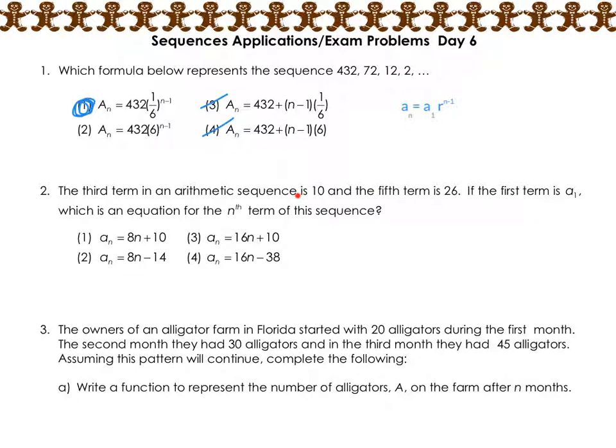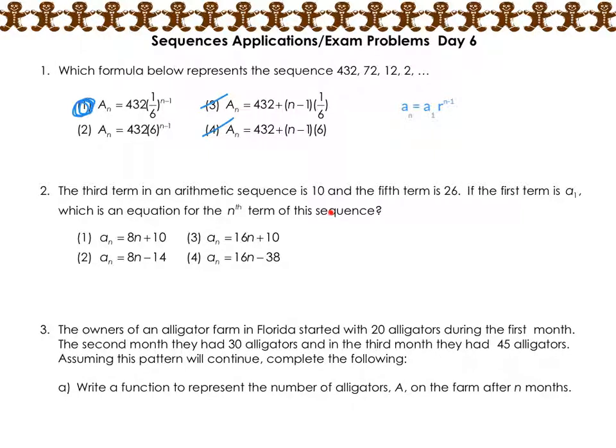The first term is a sub 1. I don't know what that one is. The third term is 10, the fifth term is 26. So this is a situation where I'm given 2 different terms. They're not one away from each other, so I can't really figure out what the common difference is. So I definitely think that this is a candidate for a linear regression.